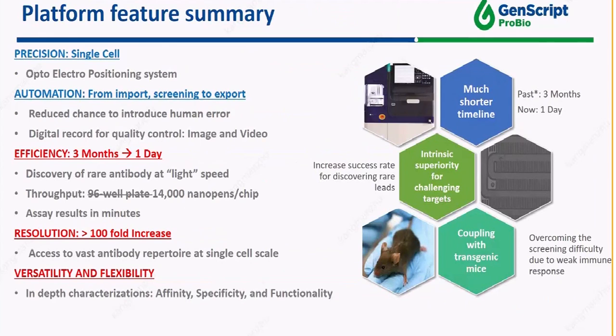And to summarize, with the opto-electropositioning system of this platform, we can precisely control the movement of single cells. The entire workflow is fully automated from import, screening, or assay to export to increase the overall efficiency of screening by shortening the screening process from 3 months in hybridoma to 1 day. The resolution or the level of access to the vast antibody repertoire is at least 100-fold higher compared to hybridoma as well, without the B cell loss at the fusion step.